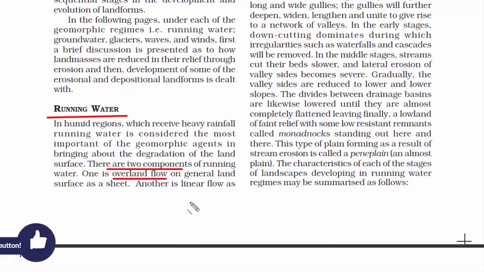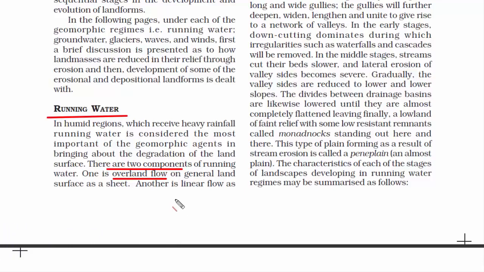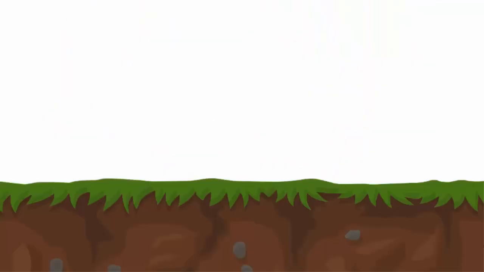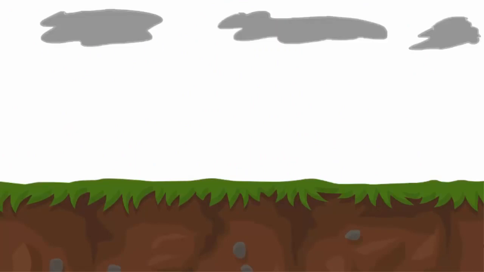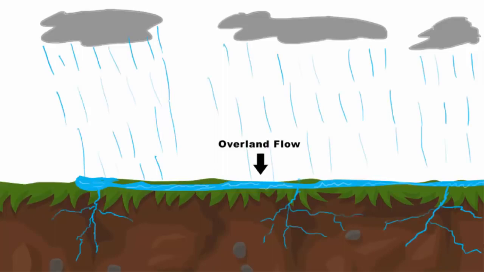The first component is overland flow, which basically is excess water that is generated due to heavy rain, storm, flood, melting, or any other sources that flows over the Earth's surface. In other words, it is when the amount of water accumulating on the land surface exceeds the infiltration capacity of the soil. So basically soil is porous and it sucks water, right? There will be a point after which it can no more take in any water. Then the water starts overflowing. So that is known as overland flow.